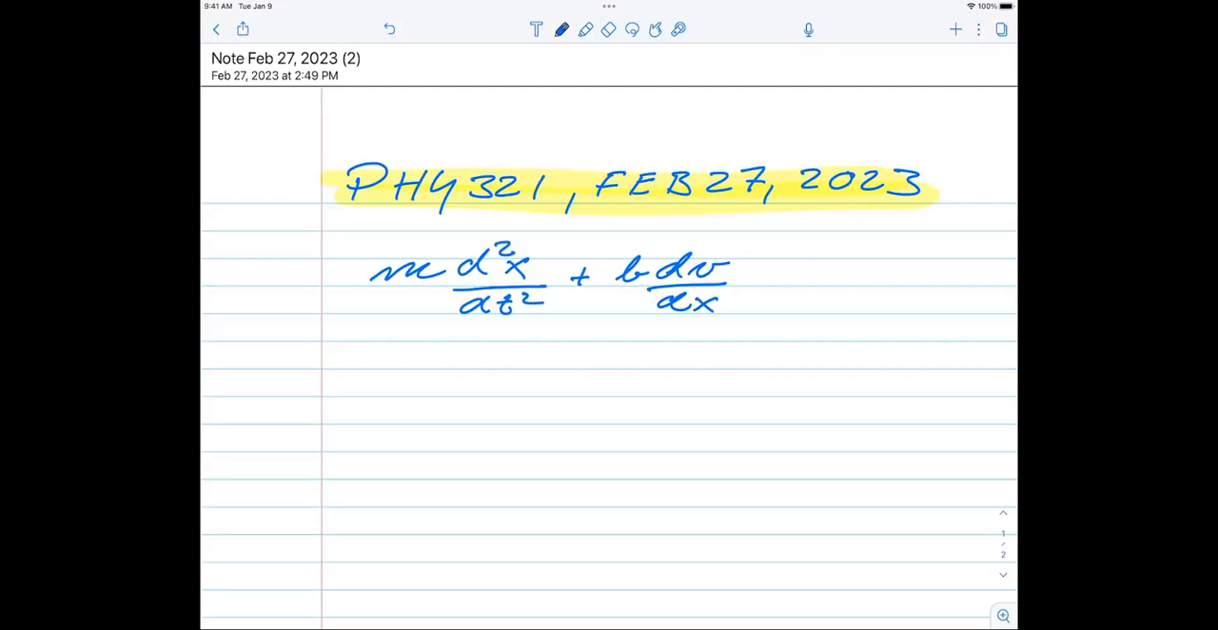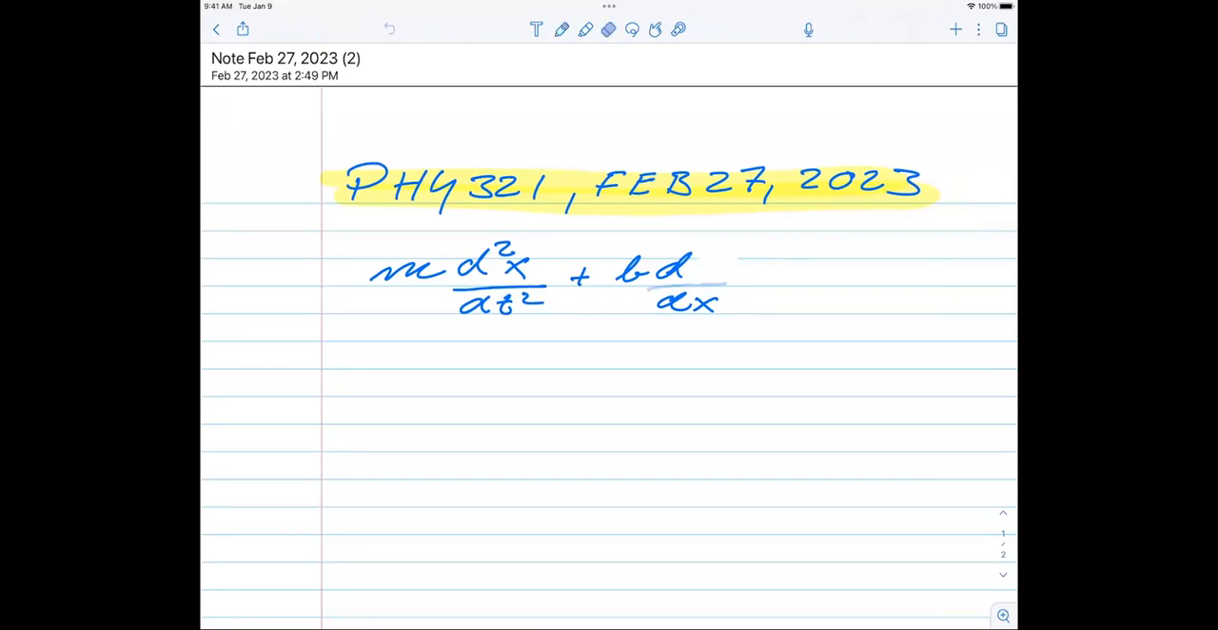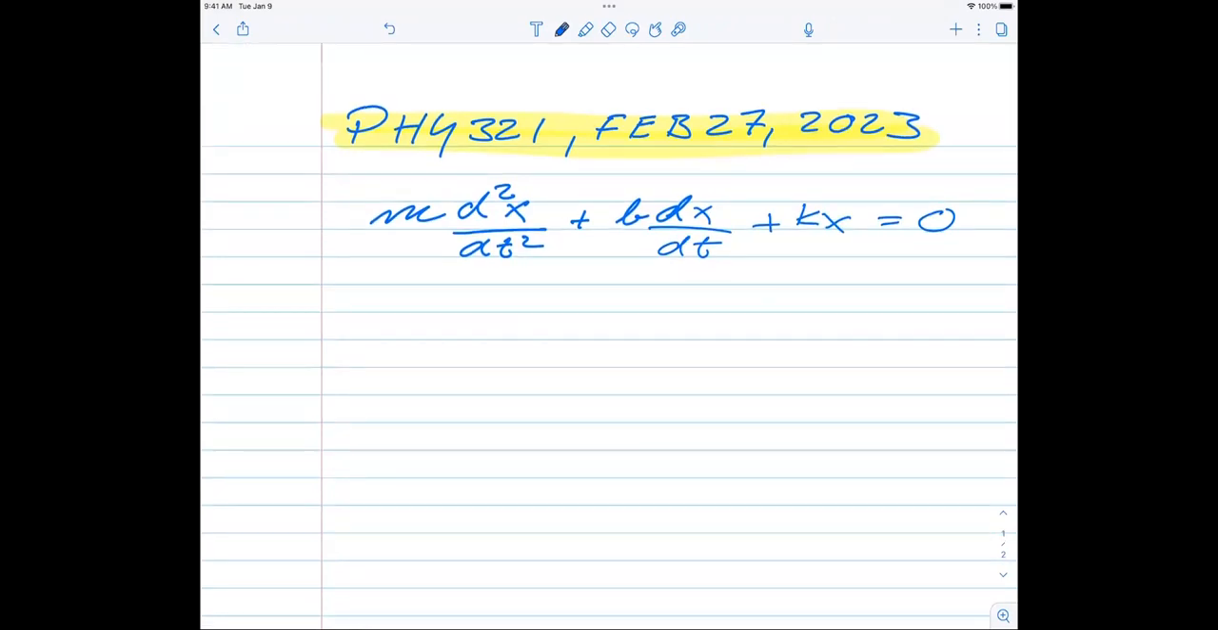And no, not V, but X. And then we have this term plus Kx. And now we're going to put zero external force. So we don't have an external force applied to the system. And what we did last week was to rewrite the equation slightly.